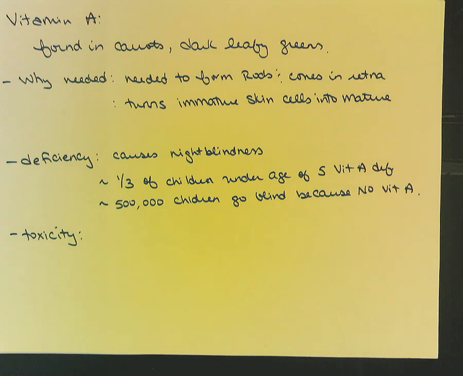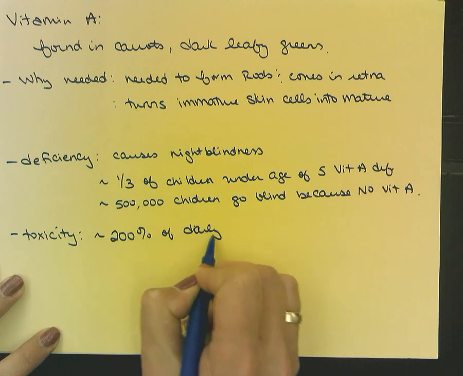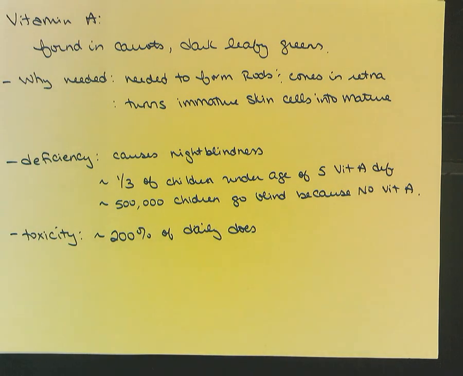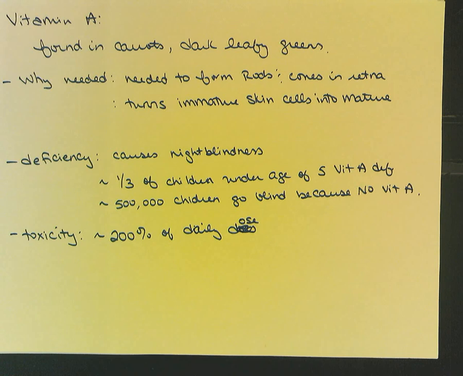So it turns out you can overdose on all these fat-soluble vitamins. So toxicity for vitamin A occurs, you'd have to eat around 200% of the daily dose for obviously a few days, quite a while. Which 200% of the daily dose is not an unreasonable amount if you think about it, because really 1 serving of sweet potato is about 100% of your daily dose.